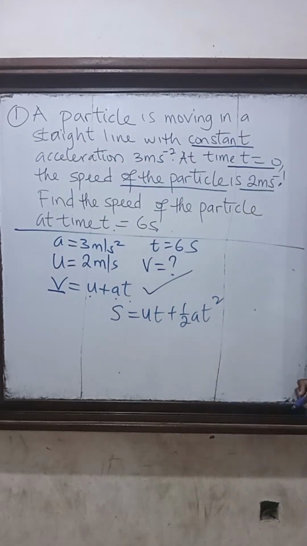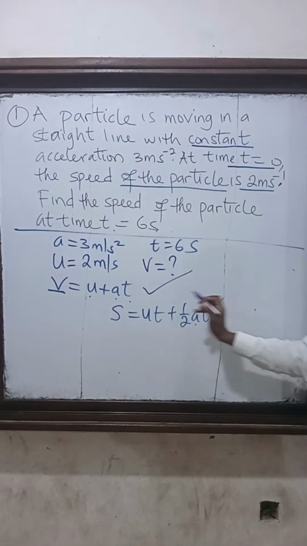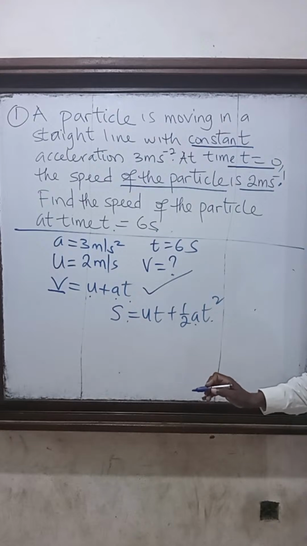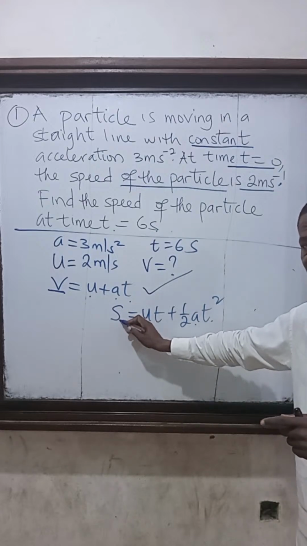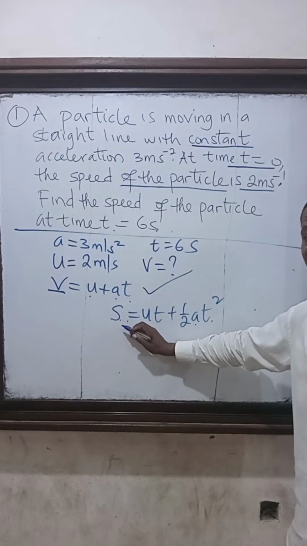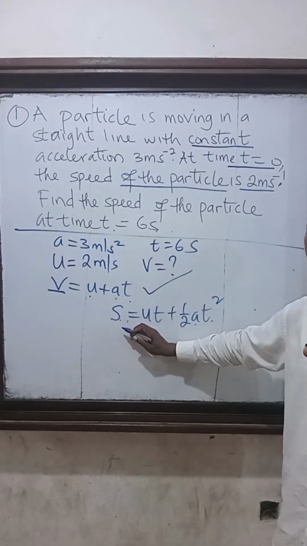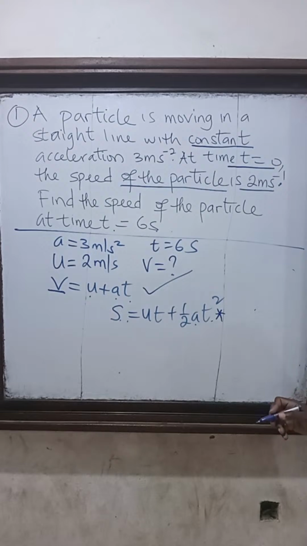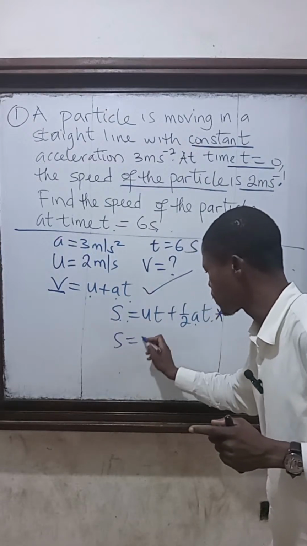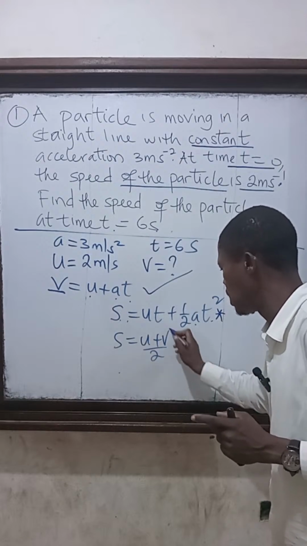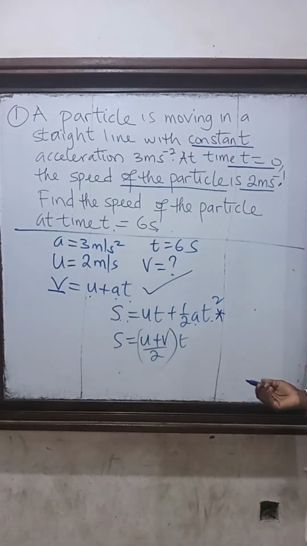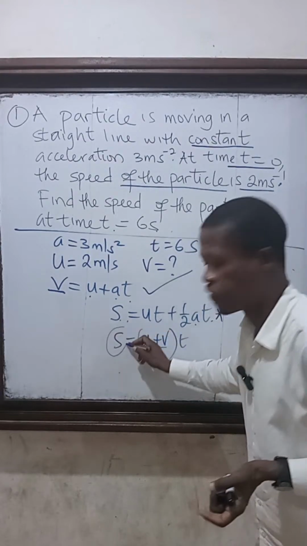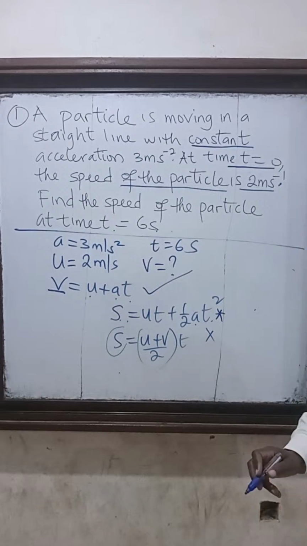We have u, we have t, we have acceleration. We can use this equation, but the question is not asking for distance. The question is asking us to get the final velocity. So this equation is not applicable. Can we also use this one also? u plus v. This one also, we are not told to find the distance, so this one also is not applicable.